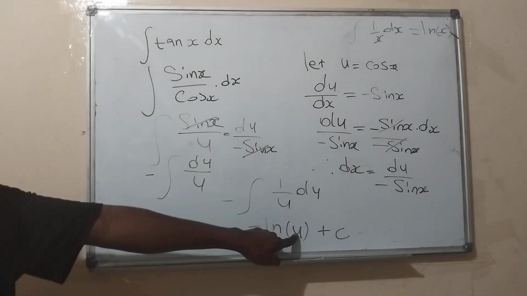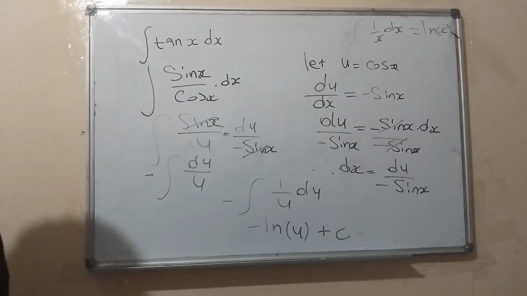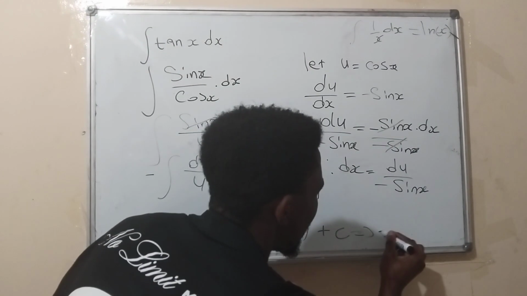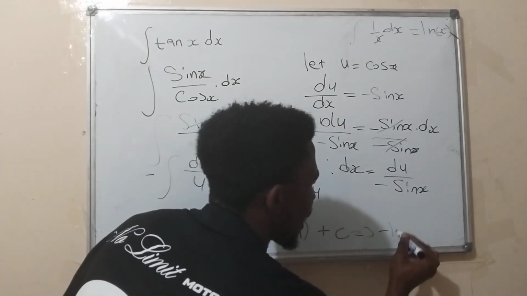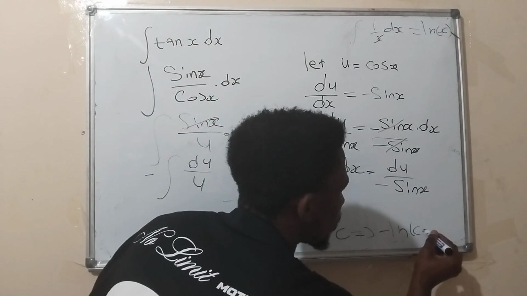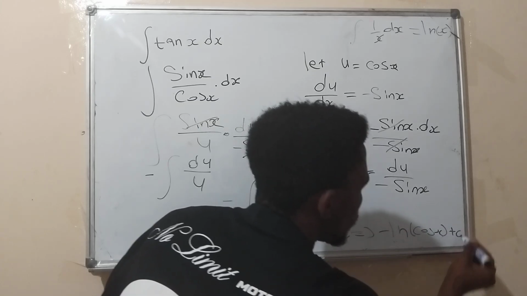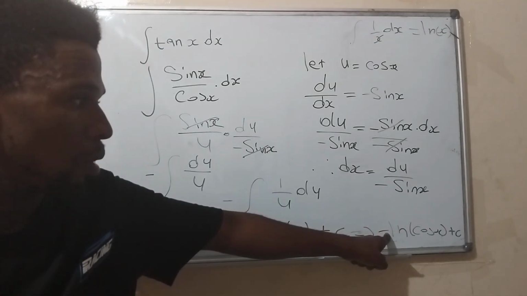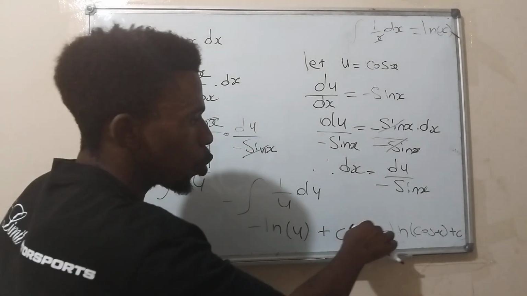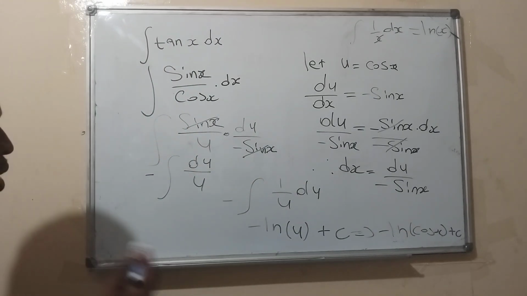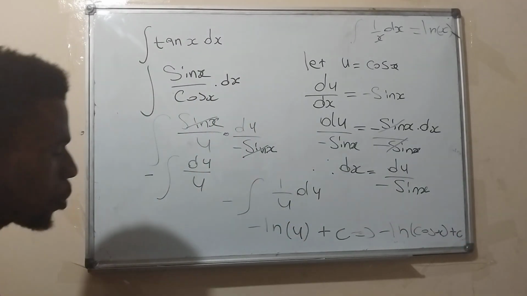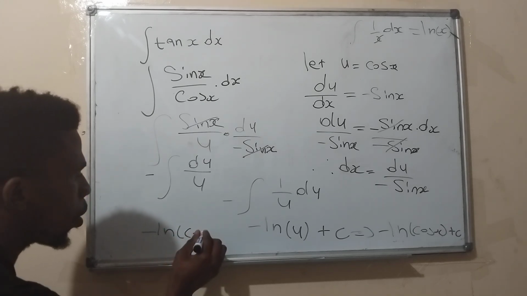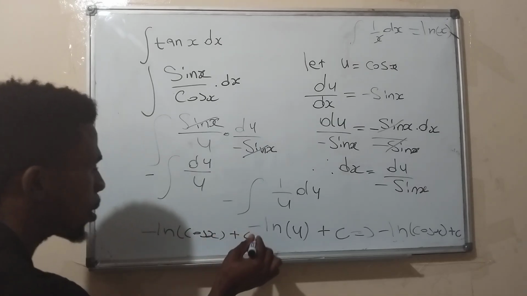then your u is equal to cos x, which means the final answer is negative ln of cos x plus c. This negative sign can also be taken to this portion, right? Or you can just leave your answer in this form. That's not a problem. So we have our answer, which is negative ln cos x plus c.